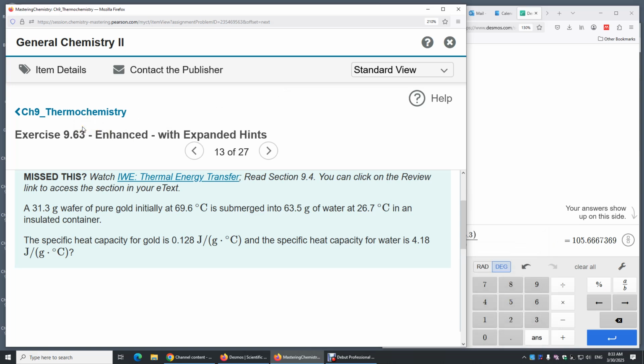Chapter 9, Thermochemistry, Exercise 9.63. A wafer of pure gold is submerged into water in an insulated container. We're given the mass of gold and of water, the initial temperatures of gold and water, and also the specific heat capacity for gold and for water.